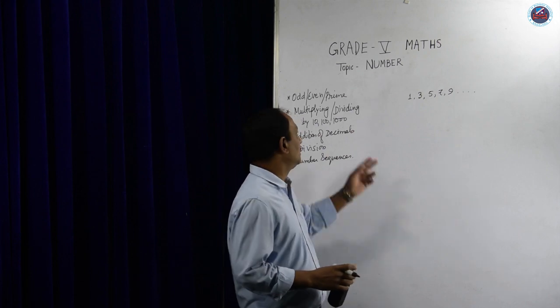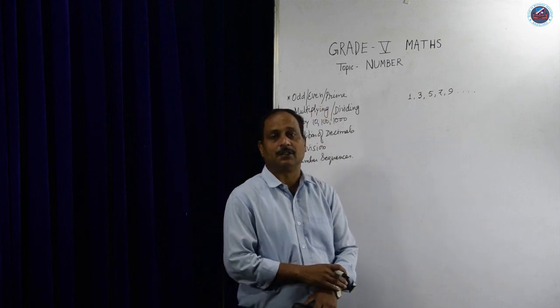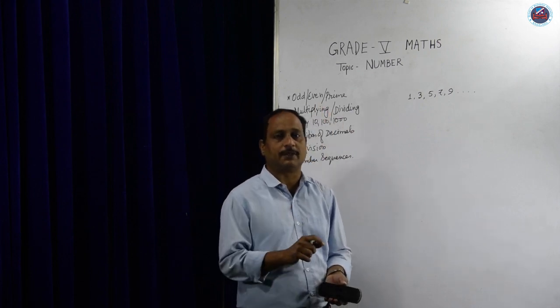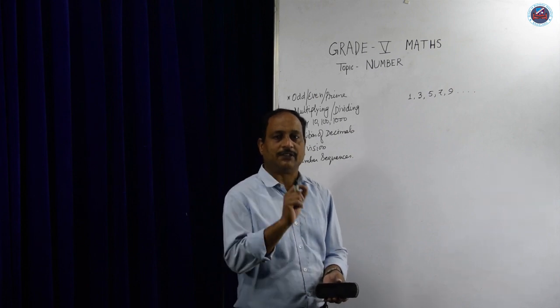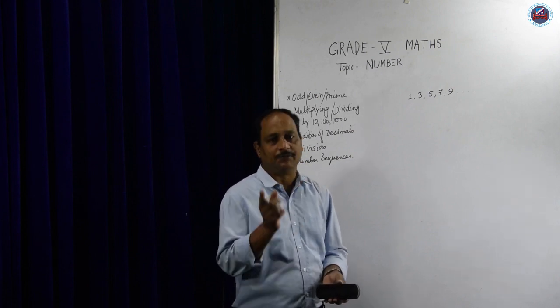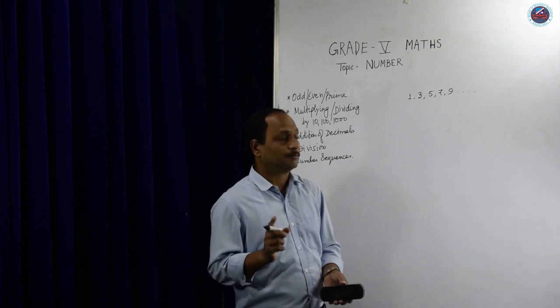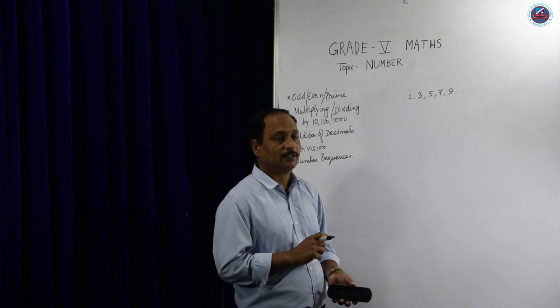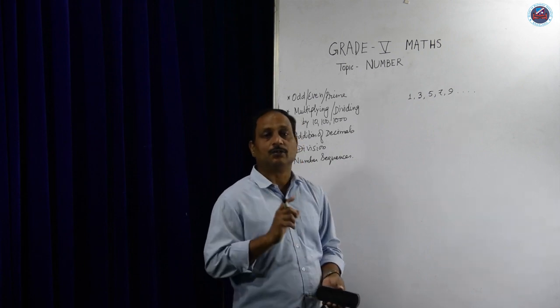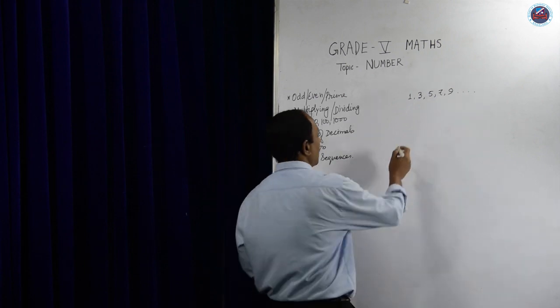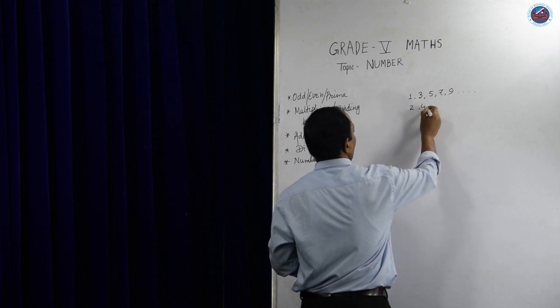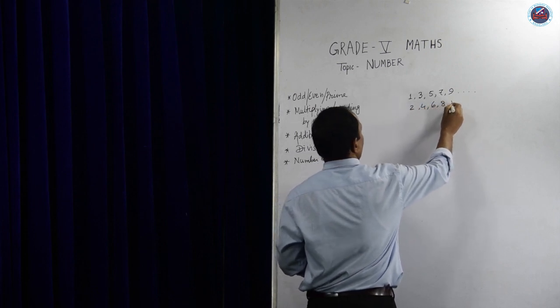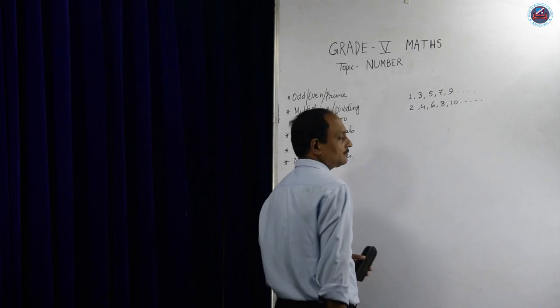Let us come to even number. What are even number? The number which is divisible by 2. That means which when we divide will be divisible. There will be no remainder. But when we divide this number, the remainder will be there. Now, even number, there will be no remainder. Examples, 2, 4, 6, 8, 10 and so on.